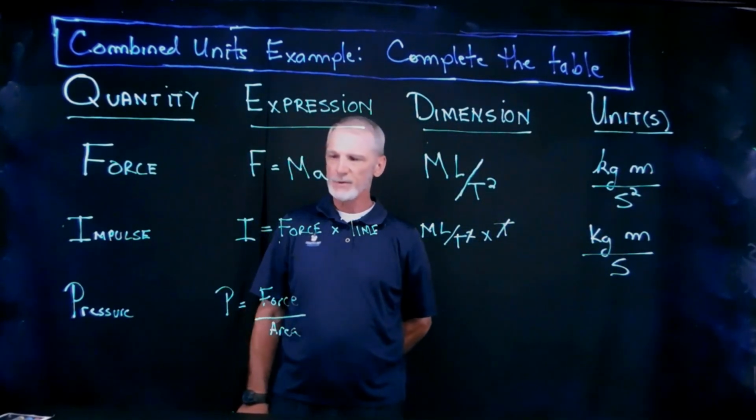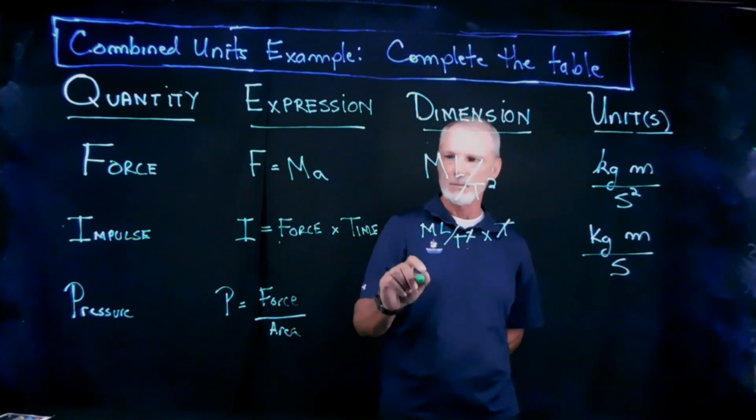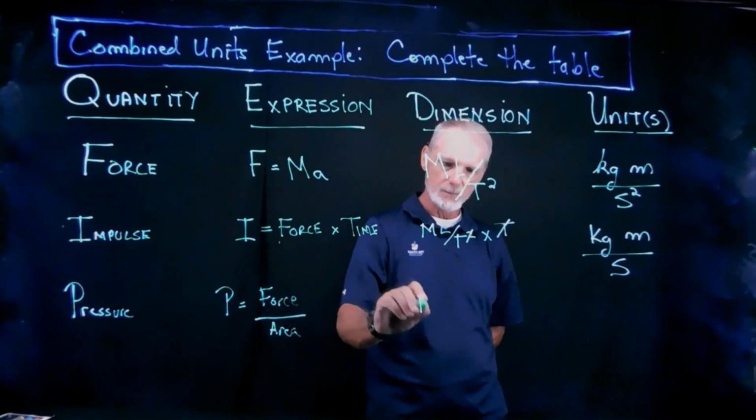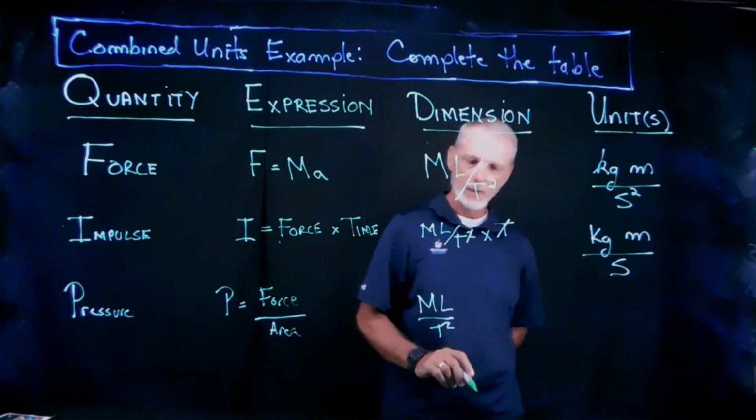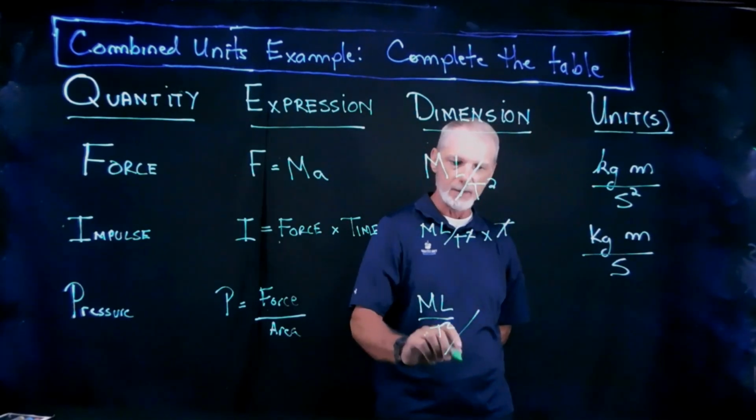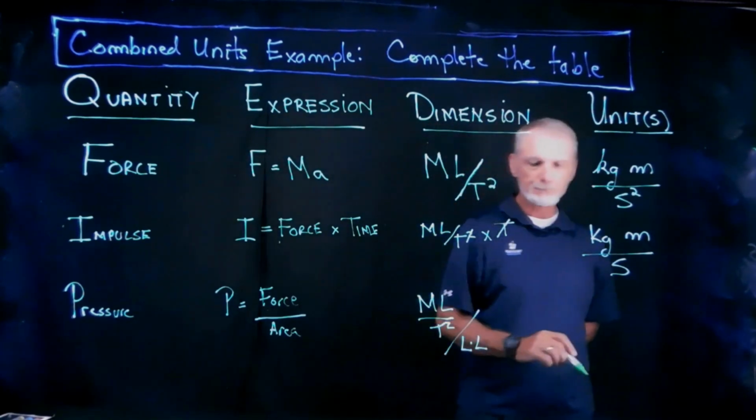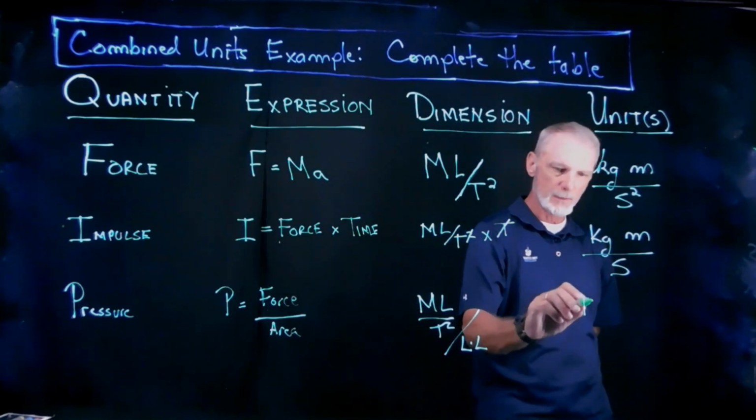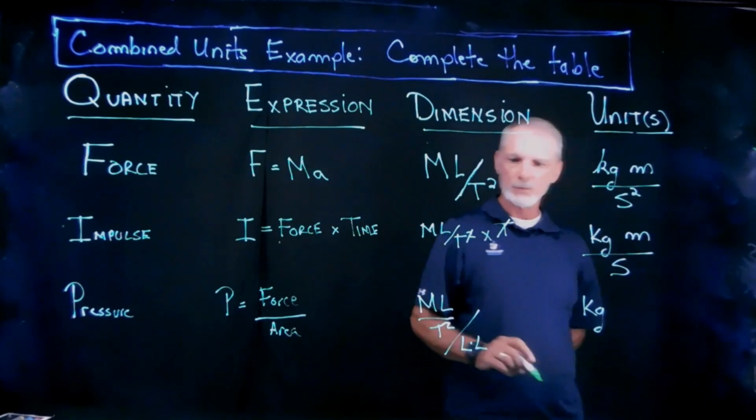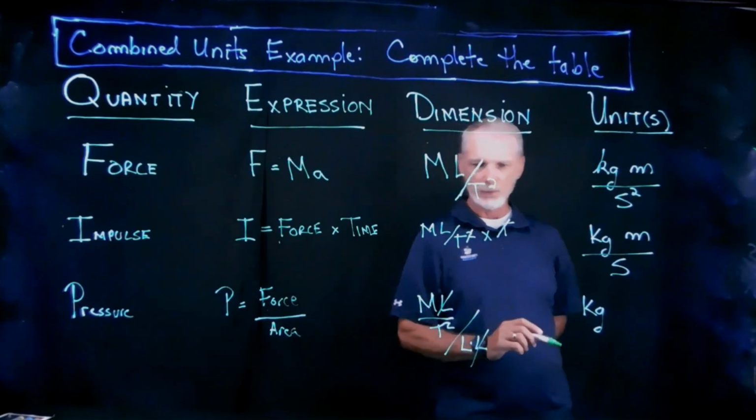The next one is pressure. Pressure is defined as the force per unit area. So again, we have the dimensions of force, divided by area, length times length, or length squared. And so the units assigned to that are going to be kilograms. And since we have two lengths in the denominator and one in the numerator, we'll cancel those.